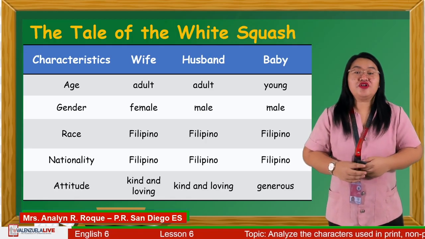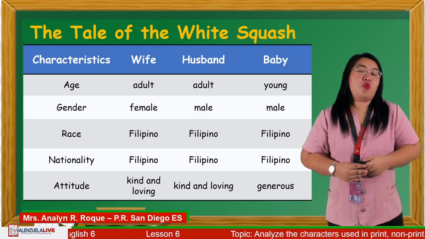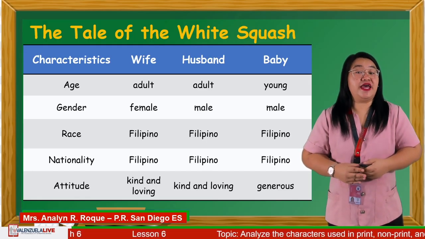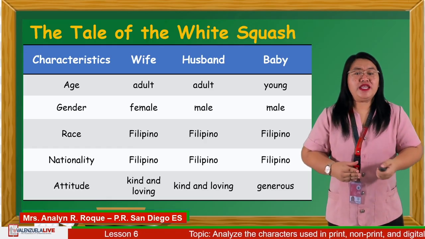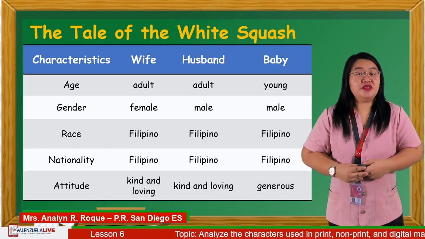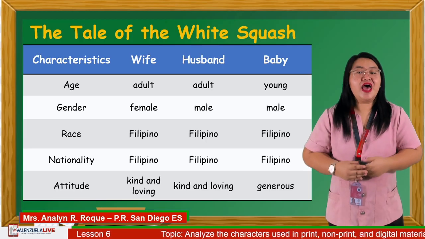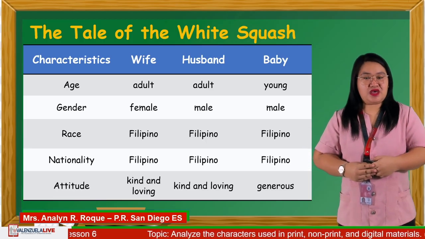Lastly, on their attitude, both the wife and husband were kind and loving at first, but they became greedy when they knew about the gold. The baby, on the other hand, is generous.